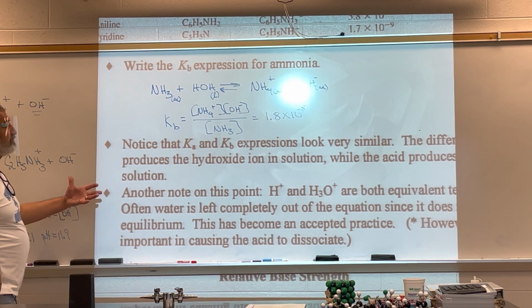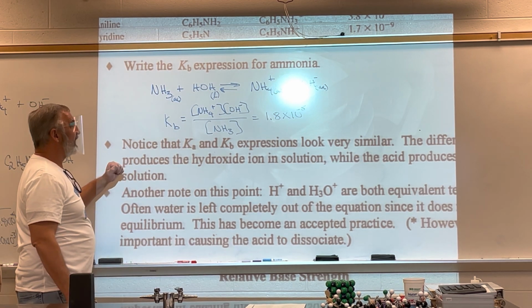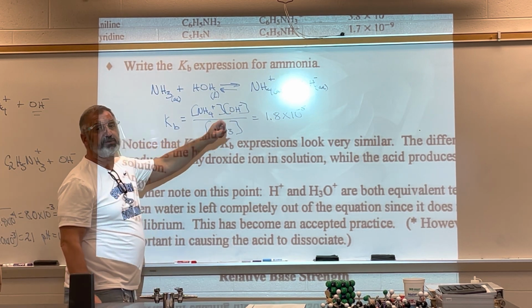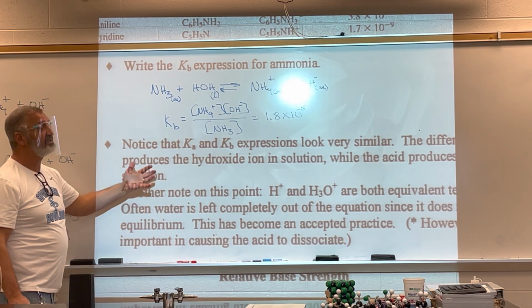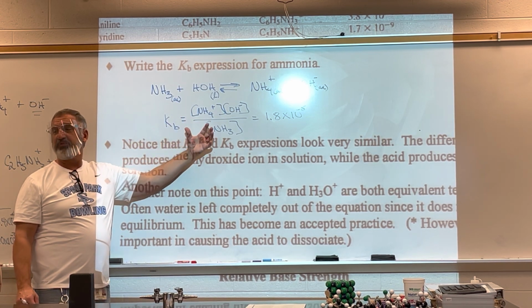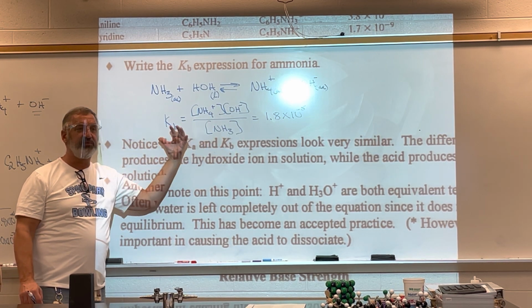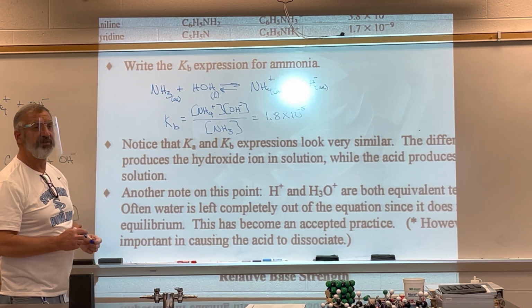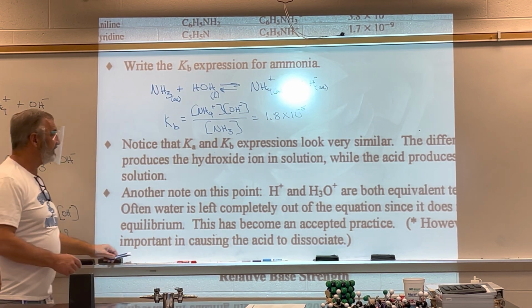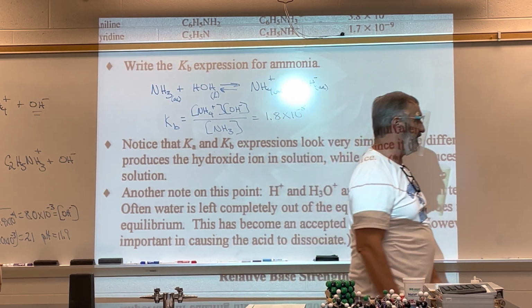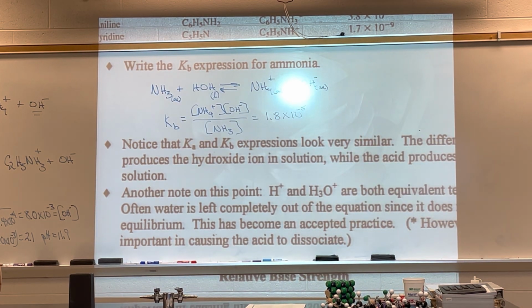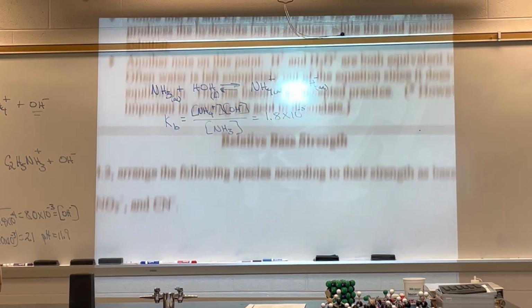Ka and Kb expressions look very similar. It's the hydroxide ion versus the H3O plus ion. But again, it's still products over reactants. More than one is product favored, less than one is reactant favored. All right, so let's look at doing a Ka, or pardon me, a Kb problem. Actually, let's do this one first.